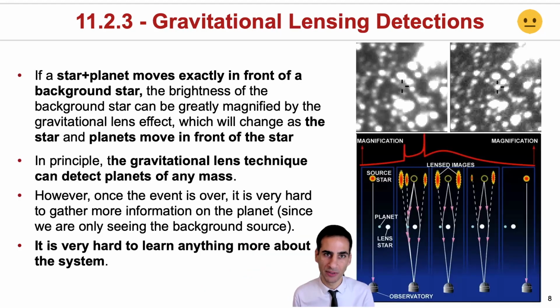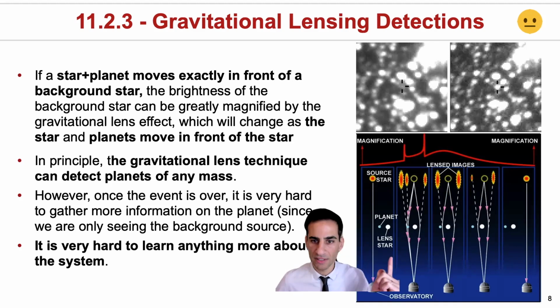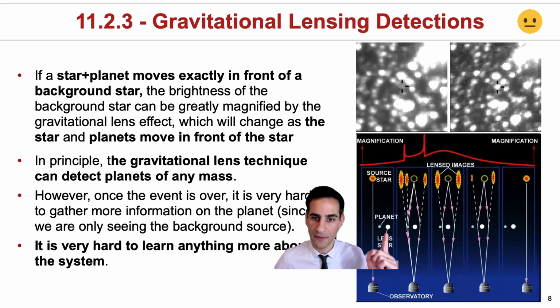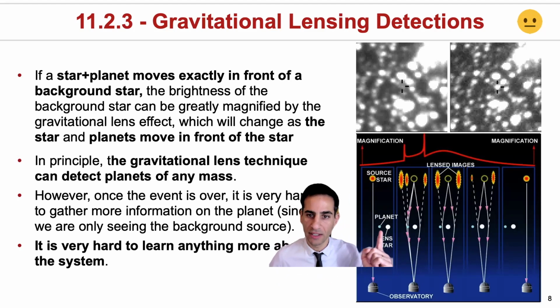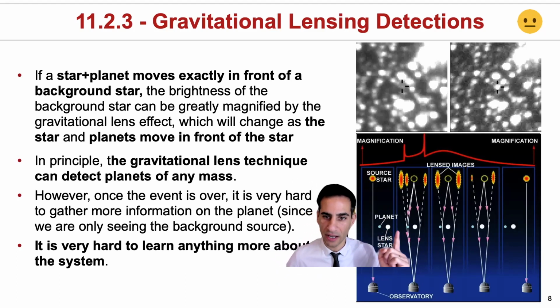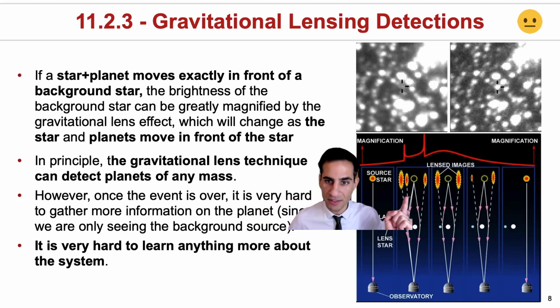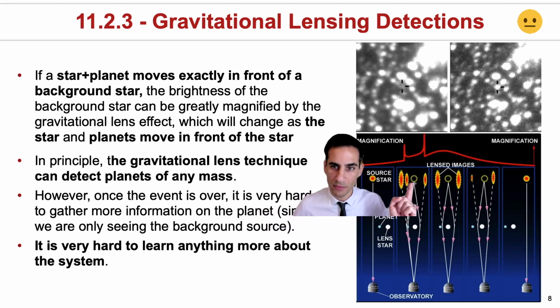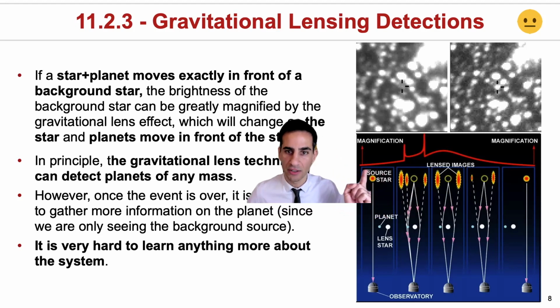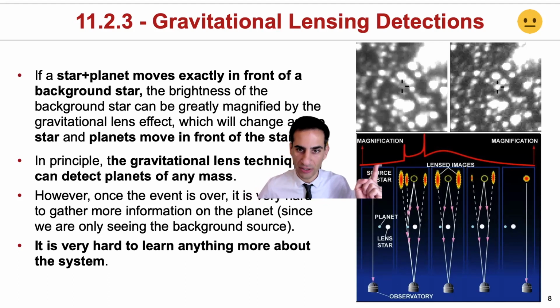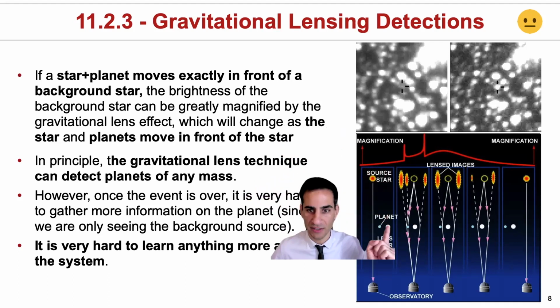Another technique to detect extrasolar planets is the gravitational lensing technique. This technique works when you have, say, a star and a planet that is moving in front of some distant source star that you're monitoring. When this happens, you can see the source star being gravitationally lensed. And what happens is you can look at how the magnification changes as a function of time, essentially as the system passes in front of your background star.